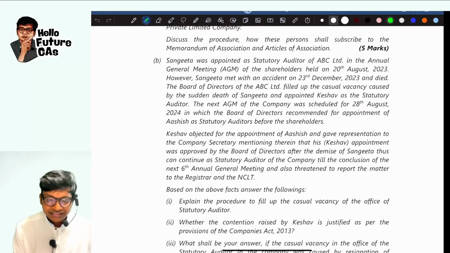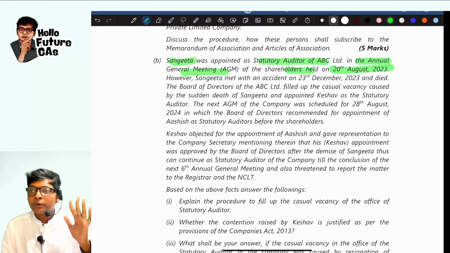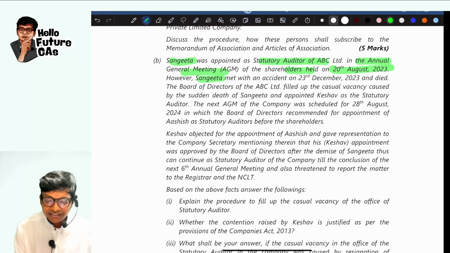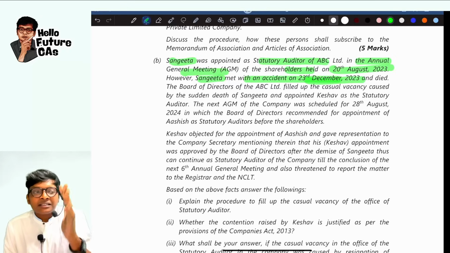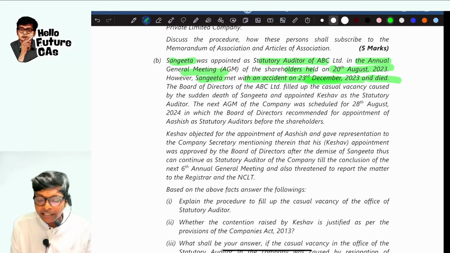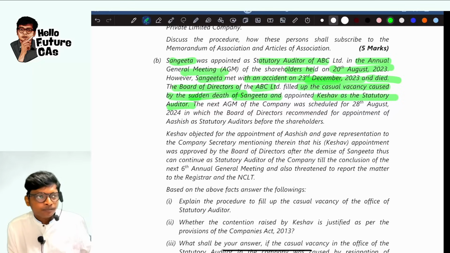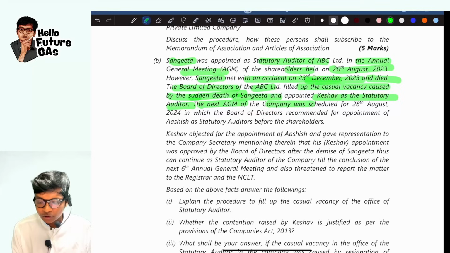Sangeeta was appointed as the statutory auditor of ABC in the AGM of shareholders on 20th August 2023. Sangeeta is the auditor. However, Sangeeta met with an accident on 23rd December. Within the next 3 months, she met with an accident and died. Now, the board of directors of ABC filled the casual vacancy caused by the sudden death of Sangeeta and appointed Keshav as a statutory auditor. Clear? The next AGM of the company was scheduled for 28th August 2024.